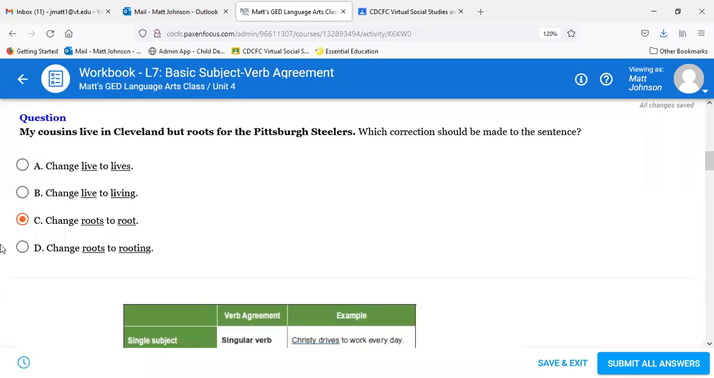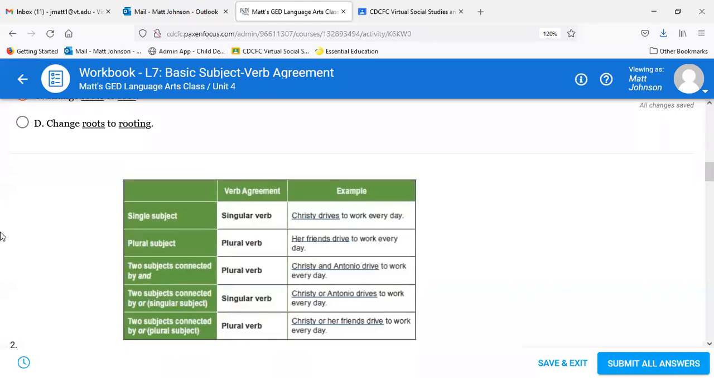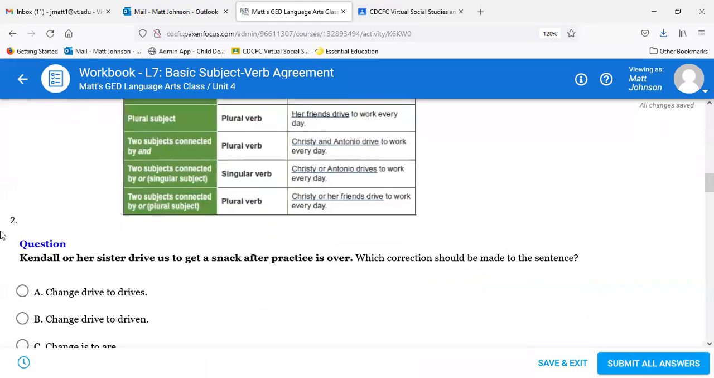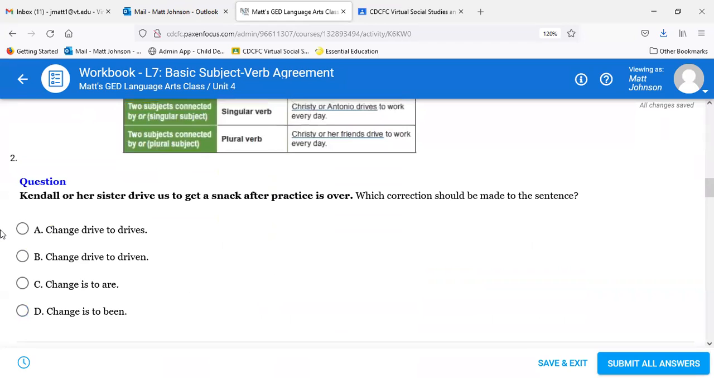I might talk a little bit about Pittsburgh when we get to standard English next lesson. My wife liked that. All right. So number two. So one was C. Number two, Tracy, how about trying number two there?